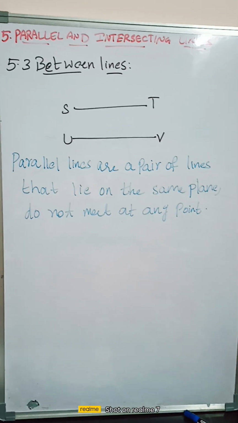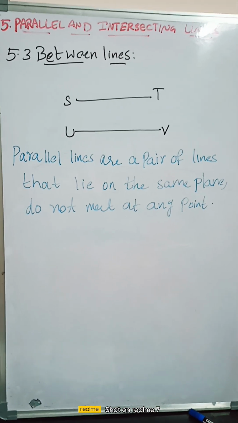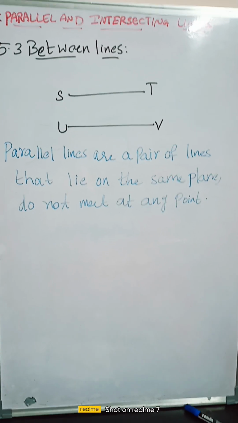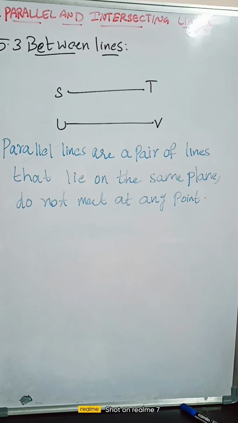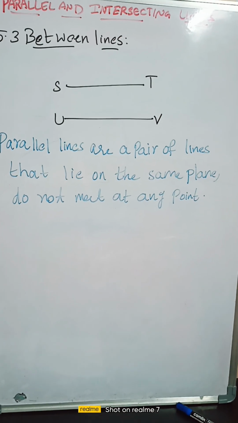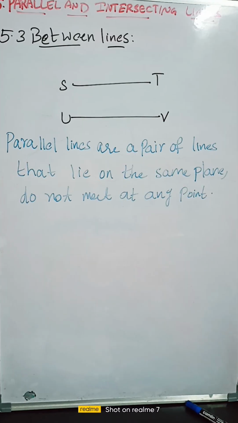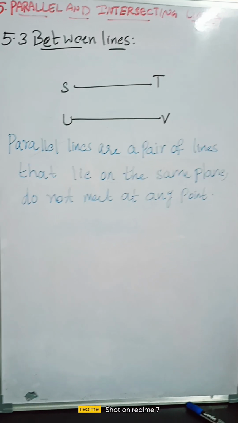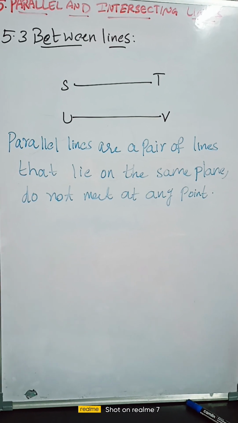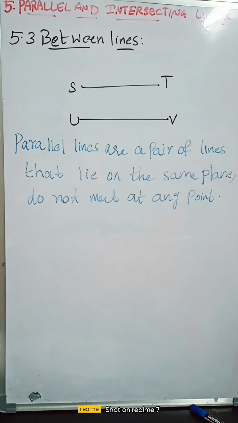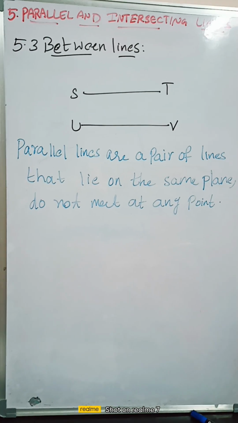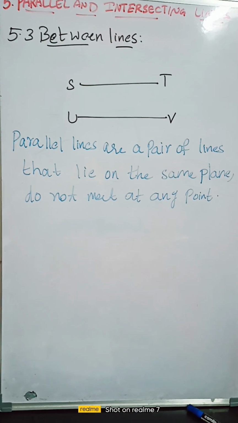Next, parallel lines. Parallel lines means two lines are side by side, but they don't meet each other. Parallel lines are a pair of lines that lie in the same plane and do not meet at any point. In intersecting lines they meet each other, in perpendicular lines they meet, but in parallel lines they won't meet at any point.